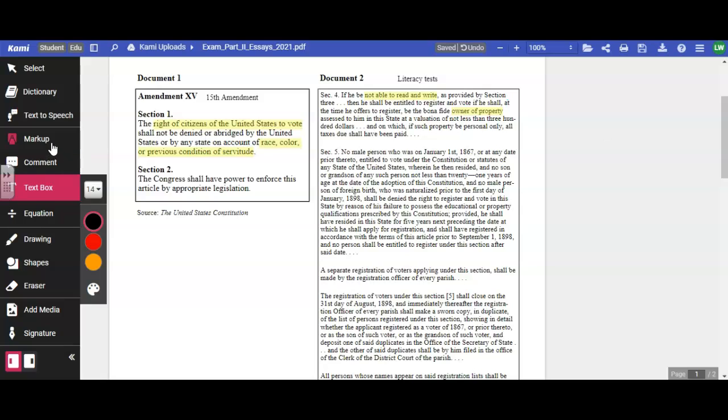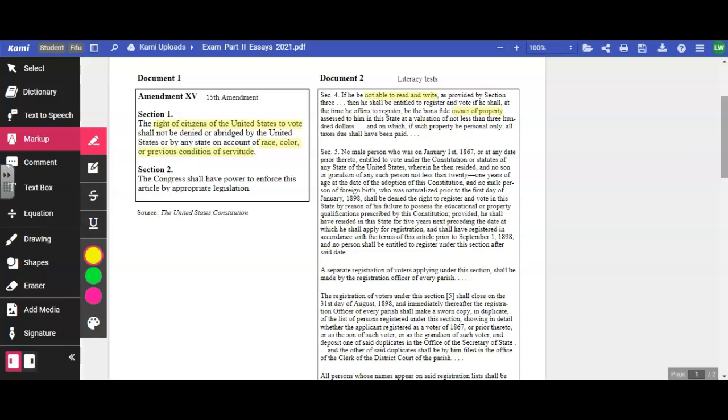Next, we're going to look at this next section. It says, no male person who was on January 1st, 1867 or any date prior thereto entitled to vote under the Constitution or statutes of any state of the U.S. wherein he then resided, and no son or grandson of such person, not less than 21 years of age at the date of the adoption of the Constitution, and no male person of foreign birth who was naturalized prior to the first day of January 1898, shall be denied the right to register to vote in the state. Okay, let's stop there. We've got a lot of conditions going on here.